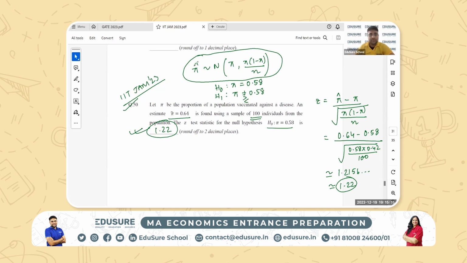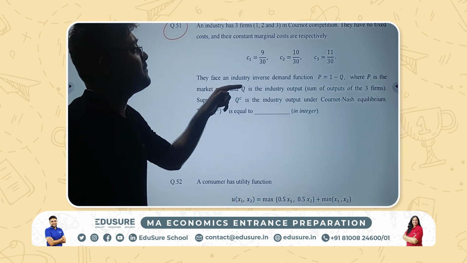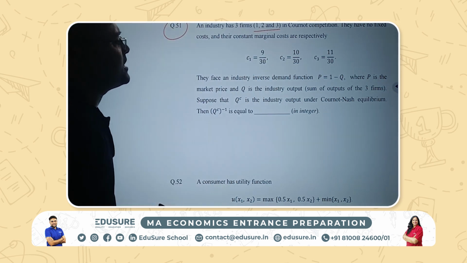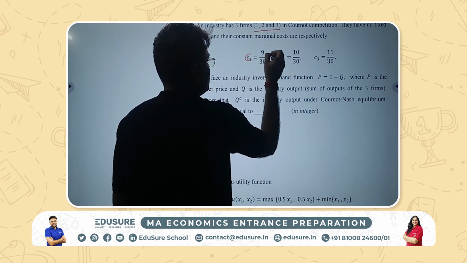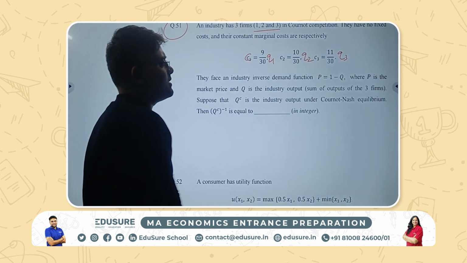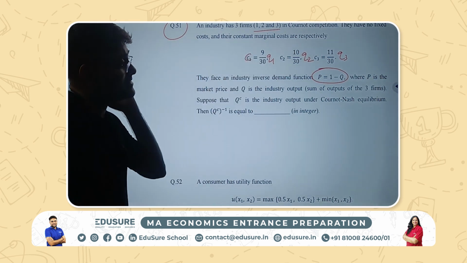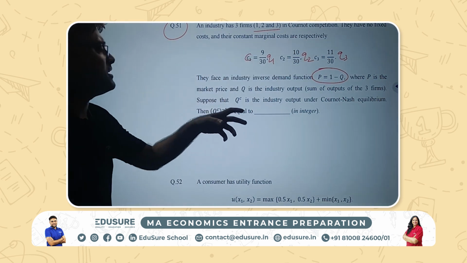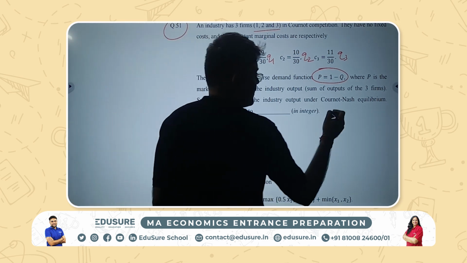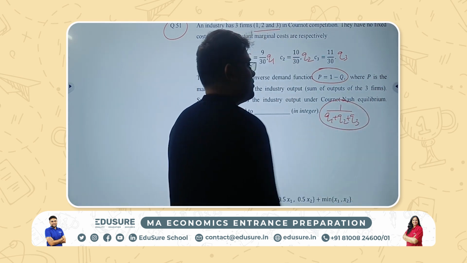IIT JAM 2023, question number 51. An industry has three firms in Cournot competition. They have no fixed costs and constant marginal costs, respectively, as given. So total cost is cost times Q1, Q2, Q3 basically. They face an inverse industry demand of P equals 1 minus Q, where P is the market price and Q is the industry output, that is the sum of the outputs of the three firms. Suppose that QC is the industry output under the Cournot-Nash equilibrium, then we need QC inverse. So basically what I need to find out is 1 by Q1 plus Q2 plus Q3. This is what I need to find out, right?